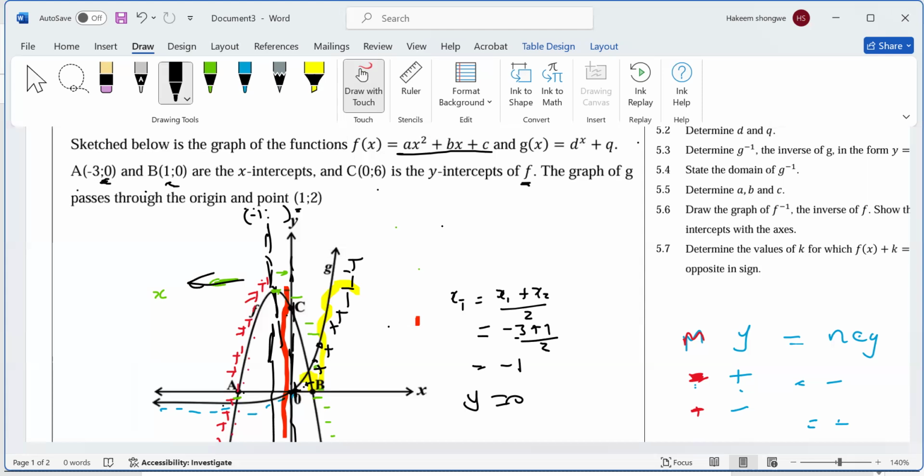Are they bigger than -1 or less than -1? They're less than -1. Yes. So we have x, which is going to be less than -1. That's the first one.